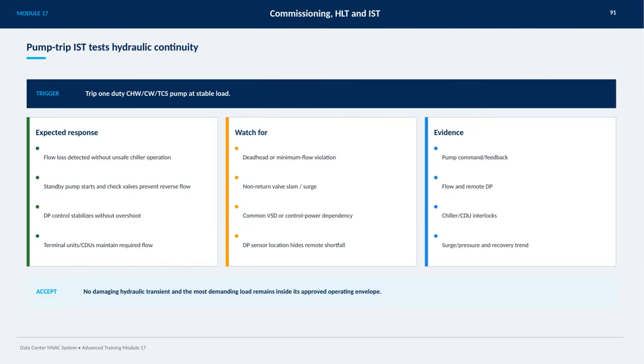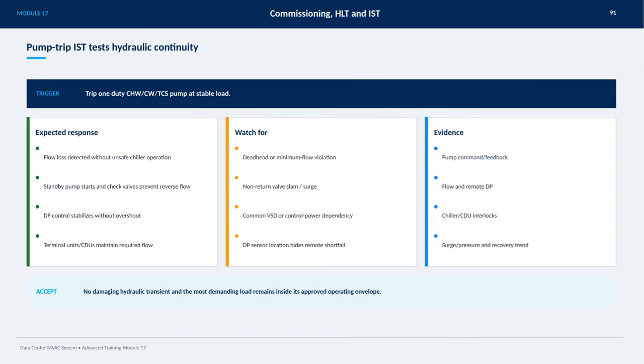On this slide, we focus on the pump trip IST test, which is designed to verify hydraulic continuity in the system. The test is triggered by tripping one duty chilled water, condenser water, or tower cooling system pump while operating at a stable load. The expected response includes detecting a flow loss without causing unsafe chiller operation, the standby pump starting automatically, and check valves preventing any reverse flow.